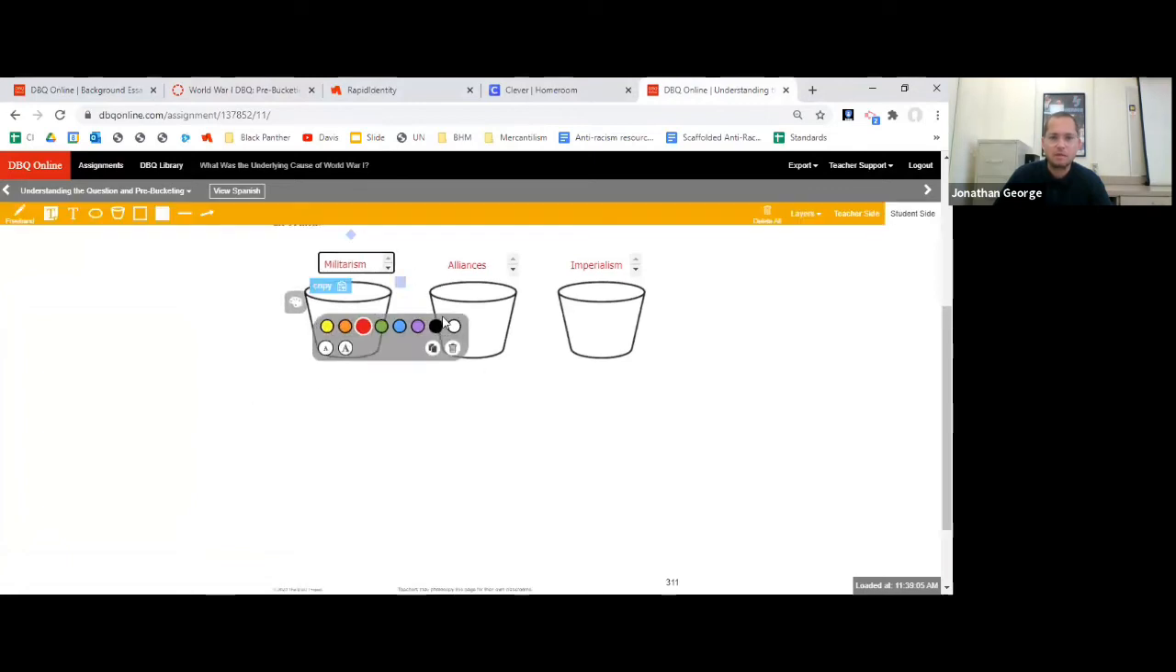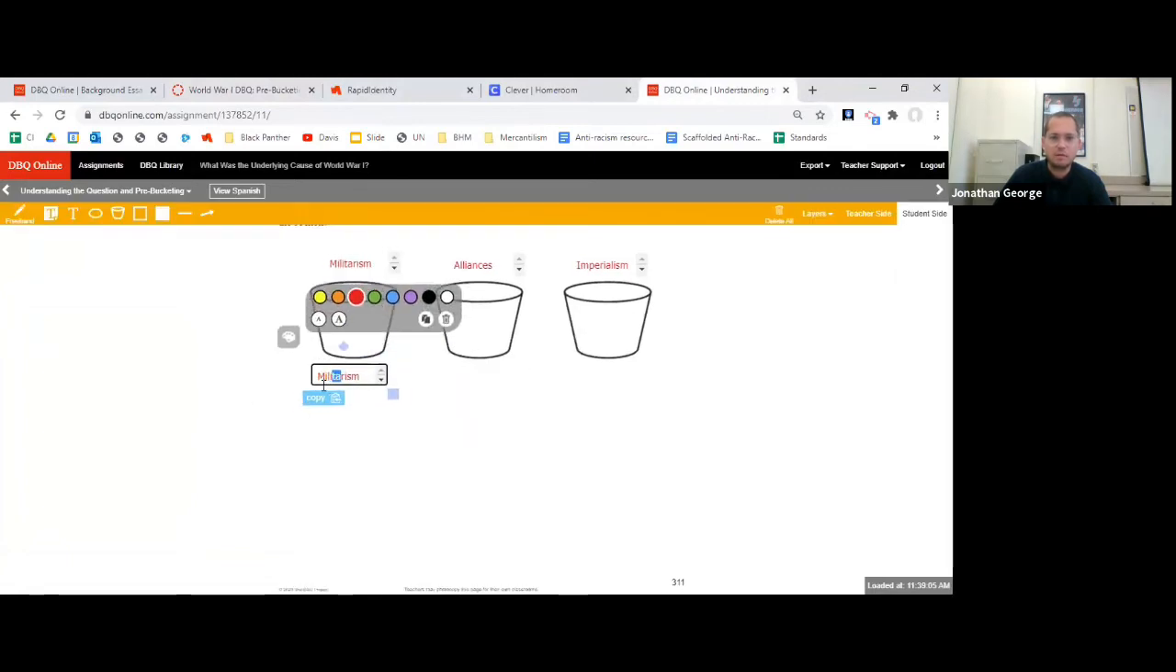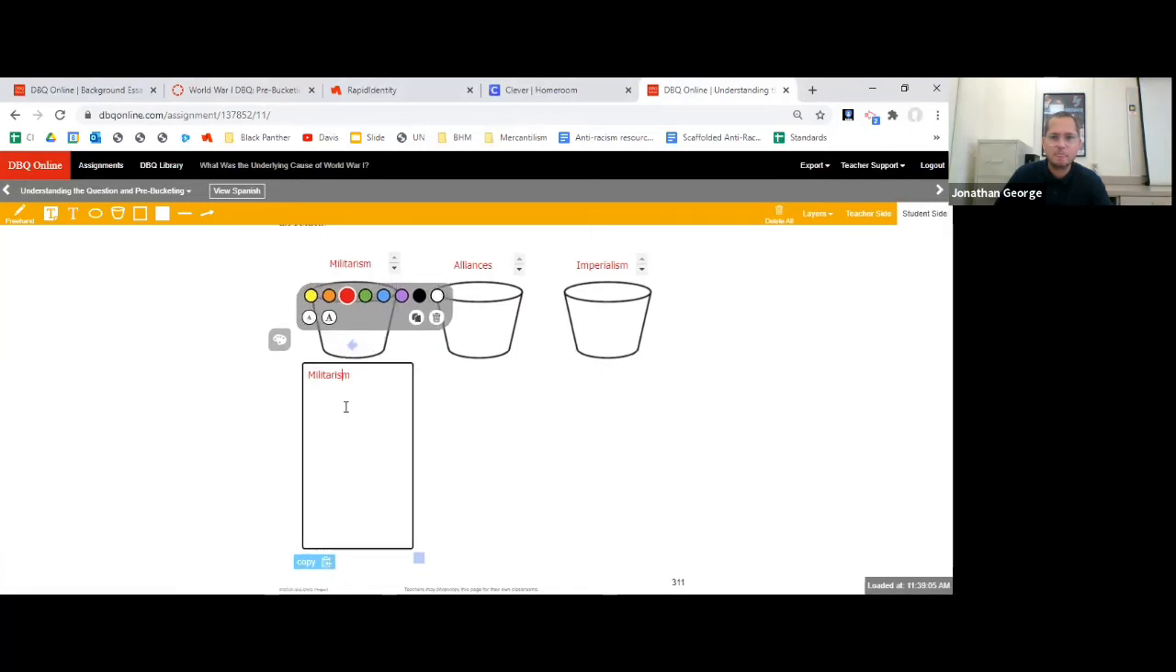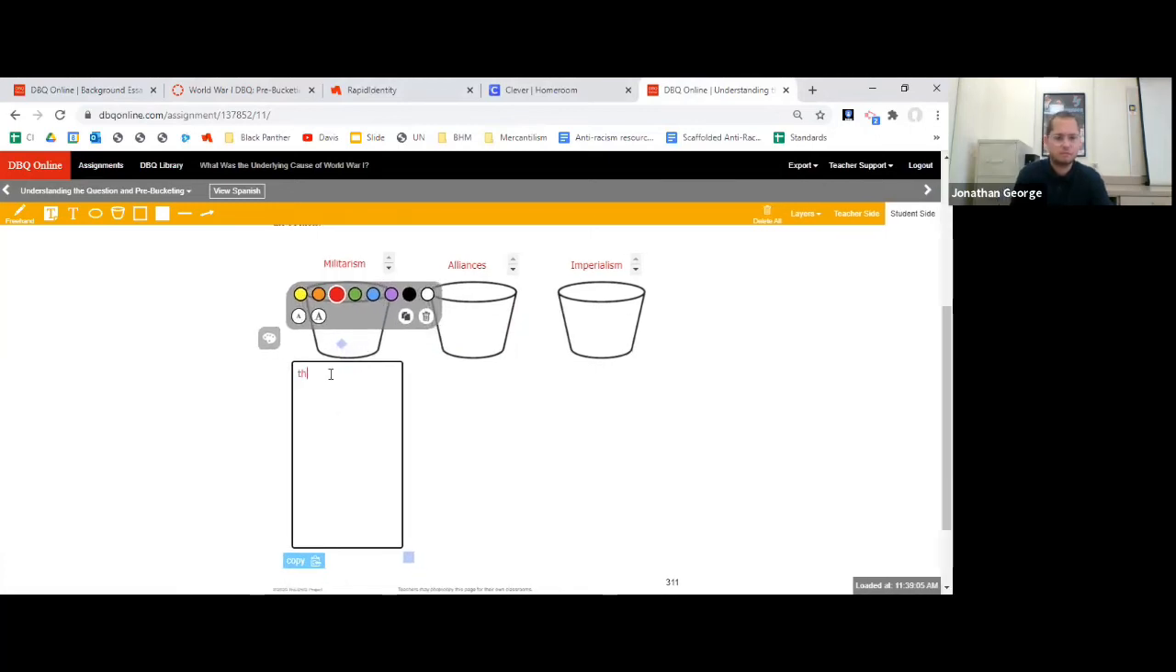Below. I'm going to copy this. Okay, I'm going to move it below here. I'm definitely going to resize it. Try and keep it out of the way of the other buckets. Idea that a country should build a large military and be prepared to use it. Okay. All right. Now let's move on to, actually, I'll give you a minute. Get caught up.